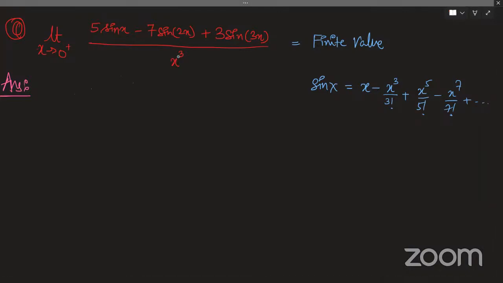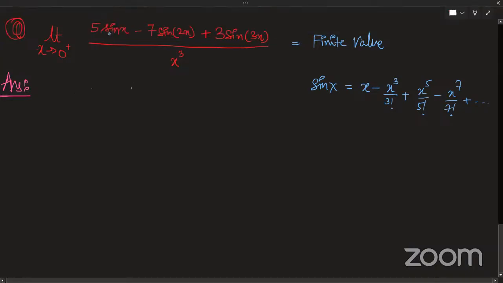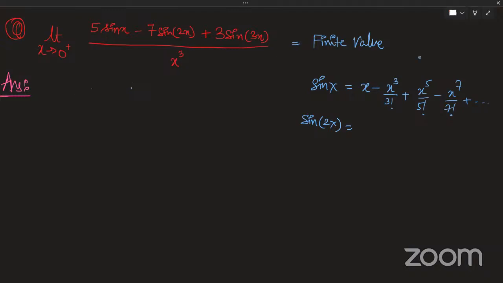So just tell me, you have got sine x. What will be the formula for sine of 2x? 2 sin A cos A? Why? You have got the infinite expansion of sine x.